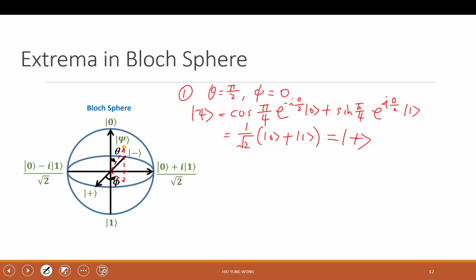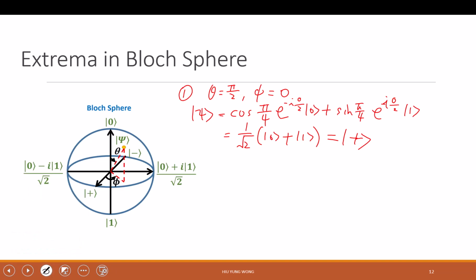Can you follow? Anyone has a question? What I did, I just substituted this, right? And e to the power 0 gives you 1. Sine pi over 2 equal to cosine pi over 2. Sine pi over 4 equal to cosine pi over 4, which is sine 45 degrees, is 1 over square root 2. So I just factorize it, 0 plus 1, which is the plus state, which is exactly what we have here. So my label was correct, right?